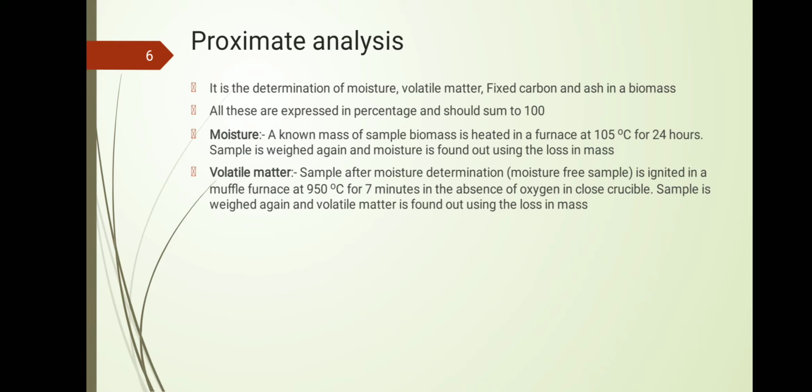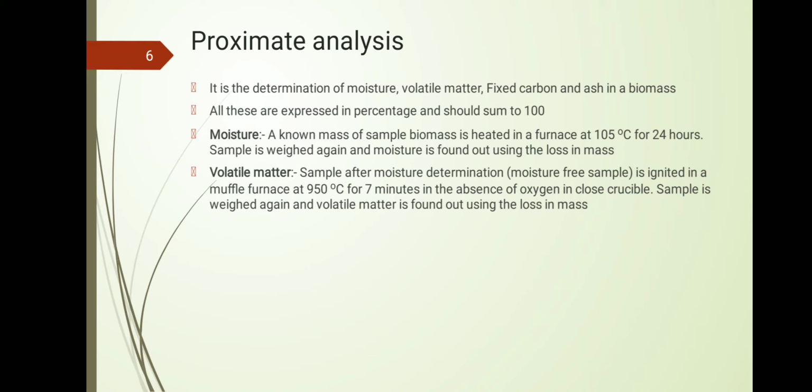Then volatile matter. After determining the moisture we have to determine the volatile matter. These have to be done step by step. First we have to determine the moisture, then we go for the volatile matter. Our sample after moisture determination is ignited in a muffle furnace. We again use a furnace, but the temperature is now very high, that is 950 degrees Celsius for 7 minutes, and in the absence of oxygen in a closed crucible.